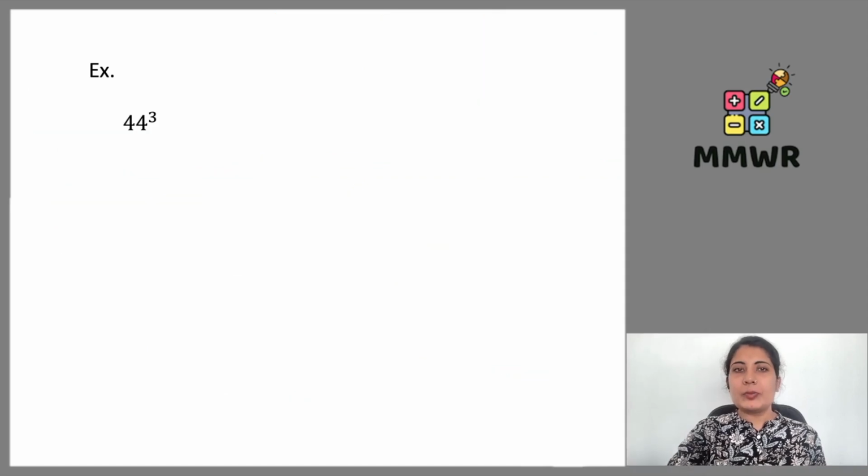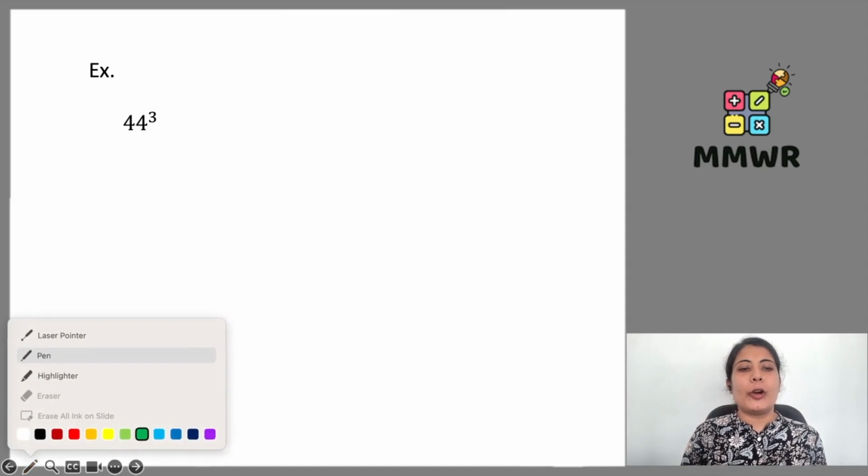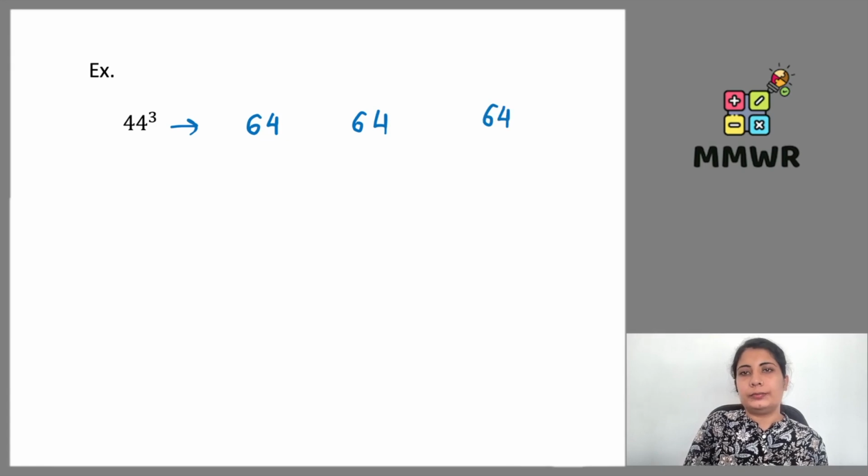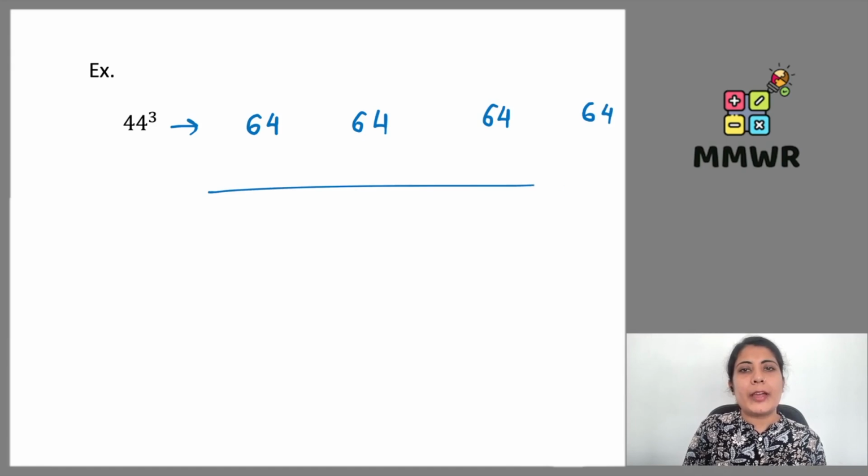Let's move to the next example, where we have to find the cube of 44. So whichever method is convenient to you, you can take the help of that method. What we have to do is take the cube of 4. So 4 cube is 64. Everywhere I'll be writing 64. Now taking twice of 64 in the middle values gives me 2 4s are 8, 2 6s are 12.